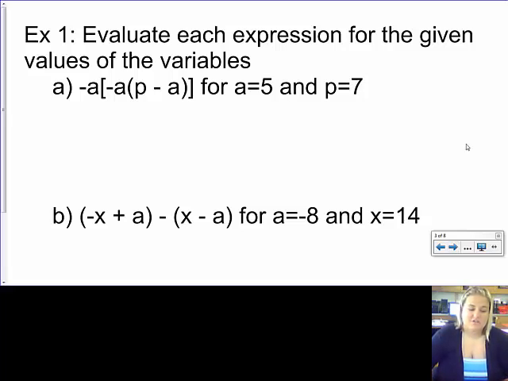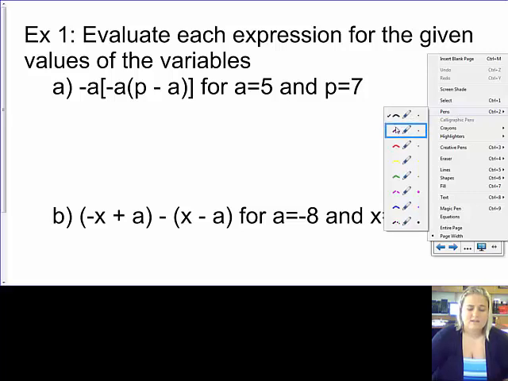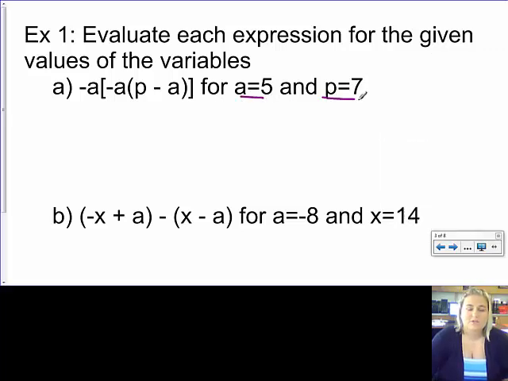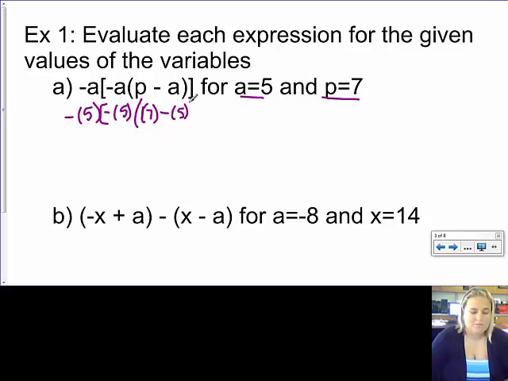Example 1 says to evaluate each expression for the given values of the variables. So for A, they want us to substitute. Instead of A, they give us 5, and instead of P, they give us 7. Anytime that we substitute, it's very important to always remember that when we substitute for a variable, we always use parentheses. So I have negative, instead of A, I will put 5, bracket, negative, instead of A, I will put 5, and then instead of P, I will put 7, minus, instead of A, I will put 5, and then I'm going to close all of it up.